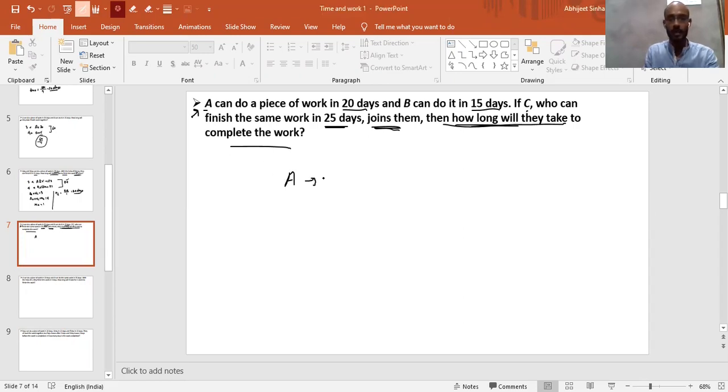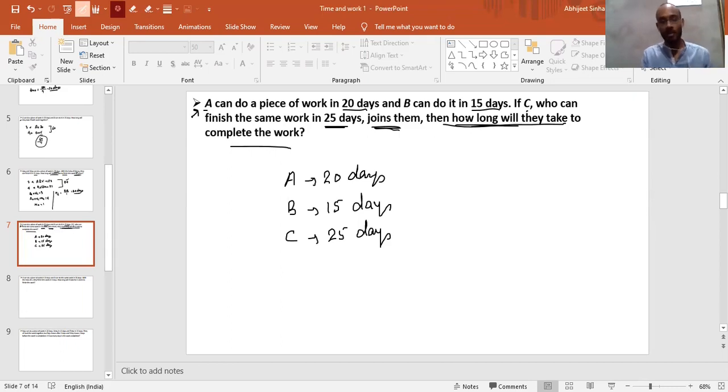The time mentioned for A is 20 days, and the time mentioned for B alone is 15 days, and C all alone can do the work in 25 days. Guys, are you able to solve that? Yes, someone answered. Sagar said 6.3. Okay, and Sankalp said 300 by 47. If you are getting the answer in fraction, then let it be in fraction. Don't write in decimal. I don't want you to take more time.